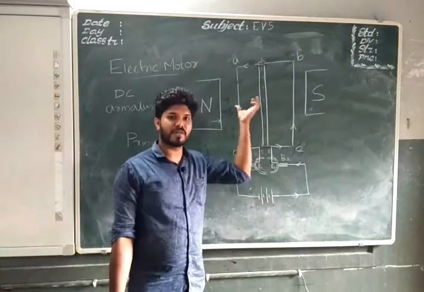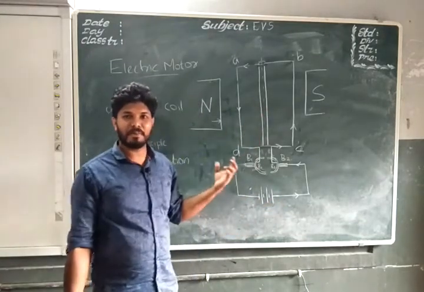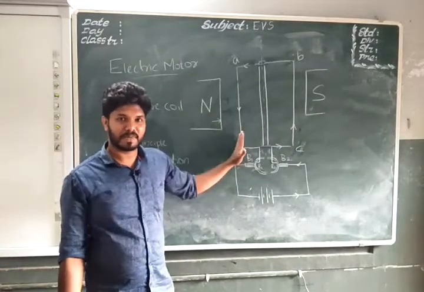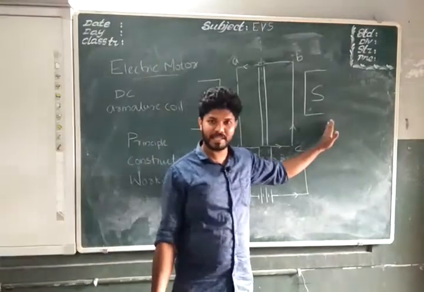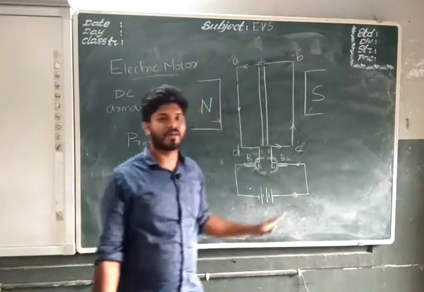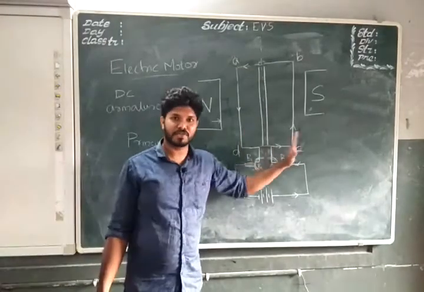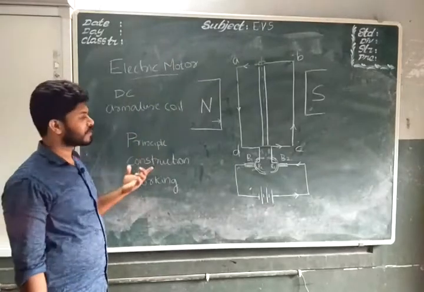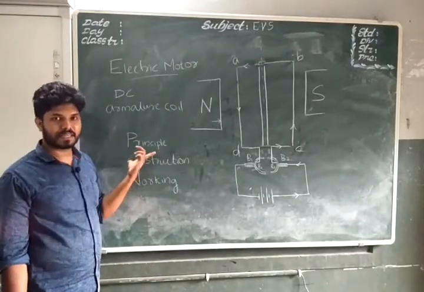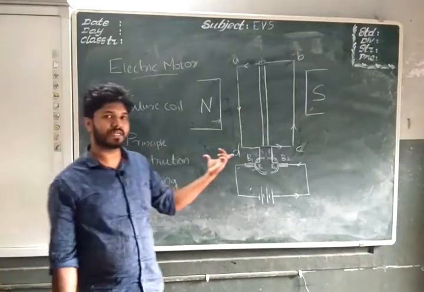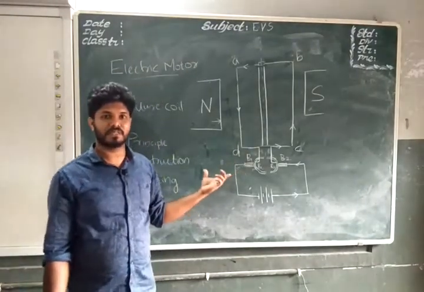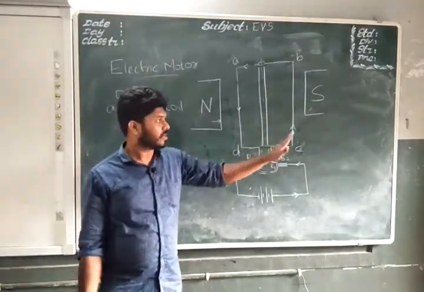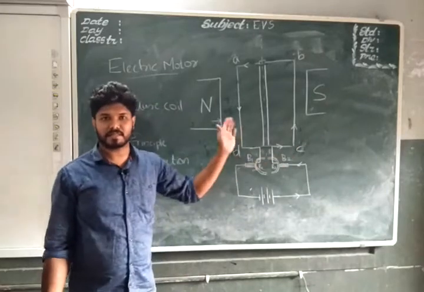Electric energy is now converted into mechanical energy with the help of one thing. What is that? When a current passing conductor is placed in a magnetic field, it experiences a force which brings a rotational effect on this. That is the principle of this electric motor. This force makes it rotate along an axis.